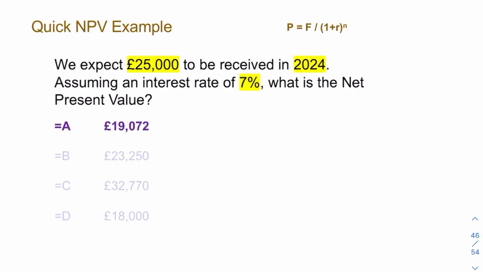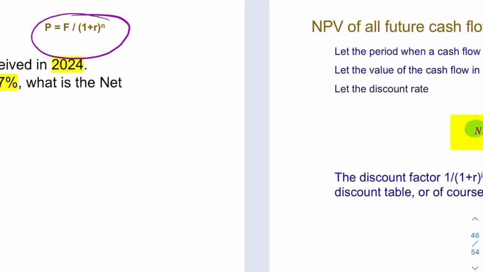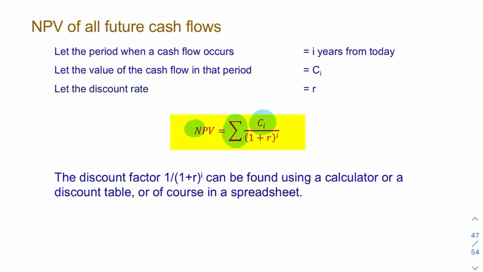So what we had here was the present value. Now we have the net present value, where we're adding these together. So it's simply F over 1 plus R to the power N, but instead of N we're using I, and instead of F we've called it CI, but it's the same. Okay, and this factor here, 1 over 1 plus r to the power I, we call the discount factor.